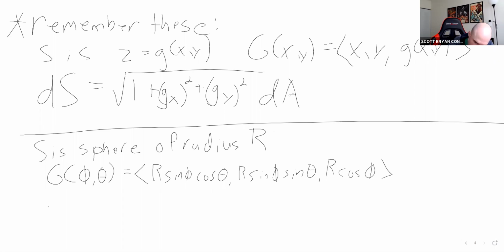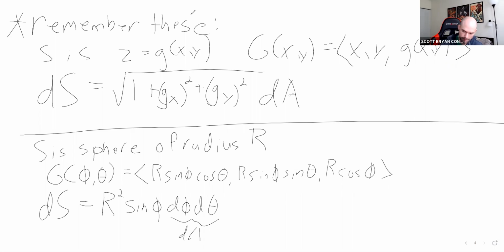And then dS, this I would definitely suggest memorizing, because this will save you a lot of time. dS is going to be the radius squared sine phi. You know what, let me just say, dA is just going to be d phi d theta. Sorry, I said d rho but wrote d phi. But d rho should not show up anywhere. Yeah, sorry. Thank you.